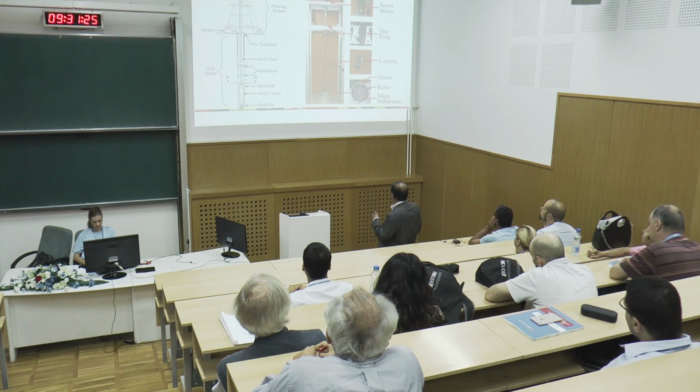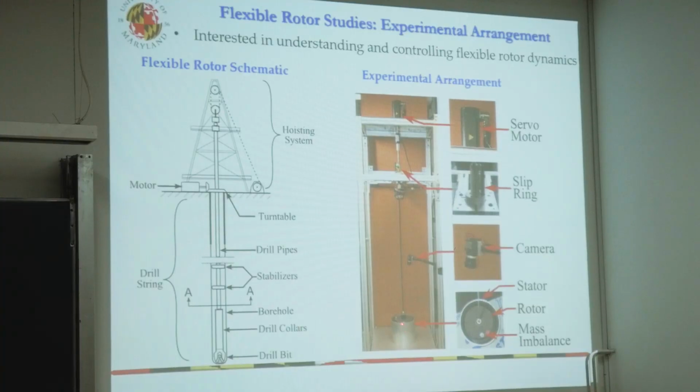We have a flexible rotor, which is a couple of meters long. I have a disk, which is a rotor that spins, and then I have a borehole or a stator at the bottom. I have contact interactions between the rotor and the stator, and I have a slip ring out here to pick up the strain gauge responses from my rotor. And of course, I have an encoder on the top and a servo motor to provide my torque input for the system, and a camera here to pick up what happens within the stator.